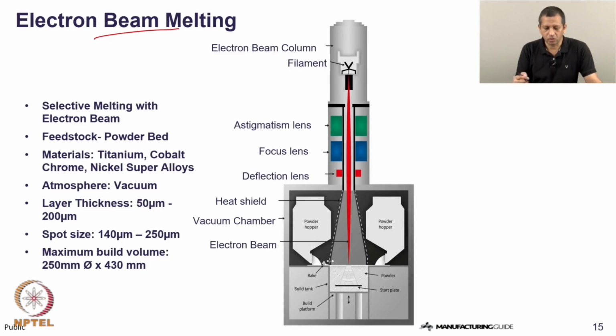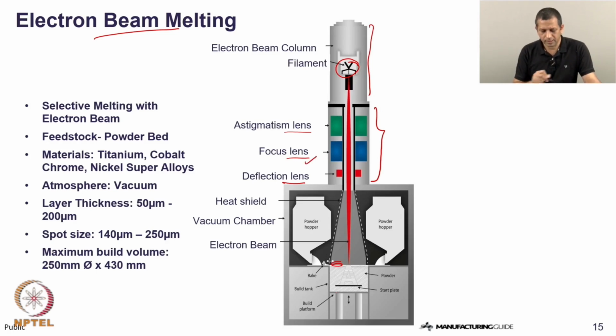We have various critical components. For example, we have the electron beam column, which houses a filament where the electron beam is generated. We have a series of lenses which contains an astigmatism lens, a focus lens, and a deflection lens. These lenses are important because they control the shape of the beam spot that we get on the build platform, and these lenses also control the speed, direction and precision with which the beam is moved on the build platform, so that we maintain the quality of the build part.